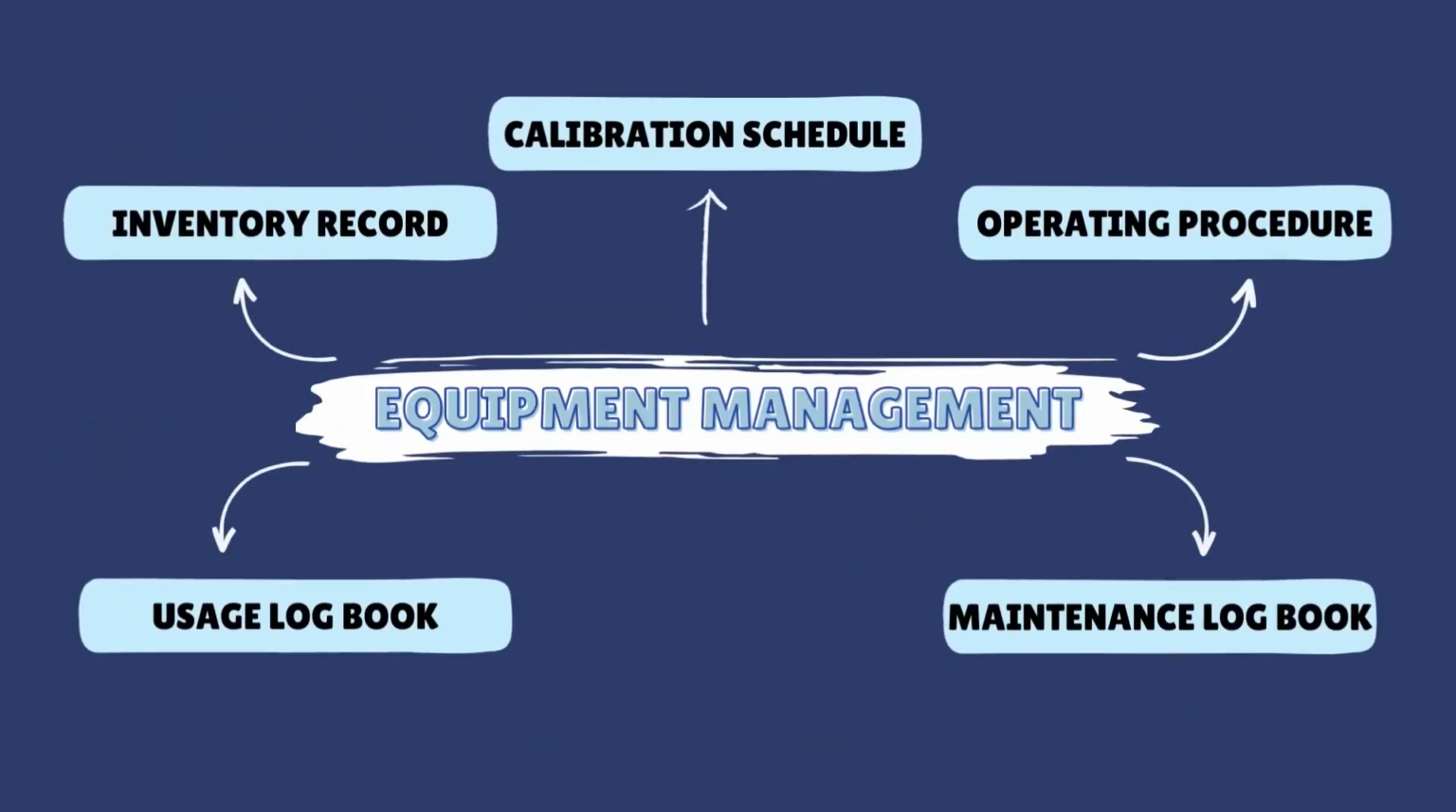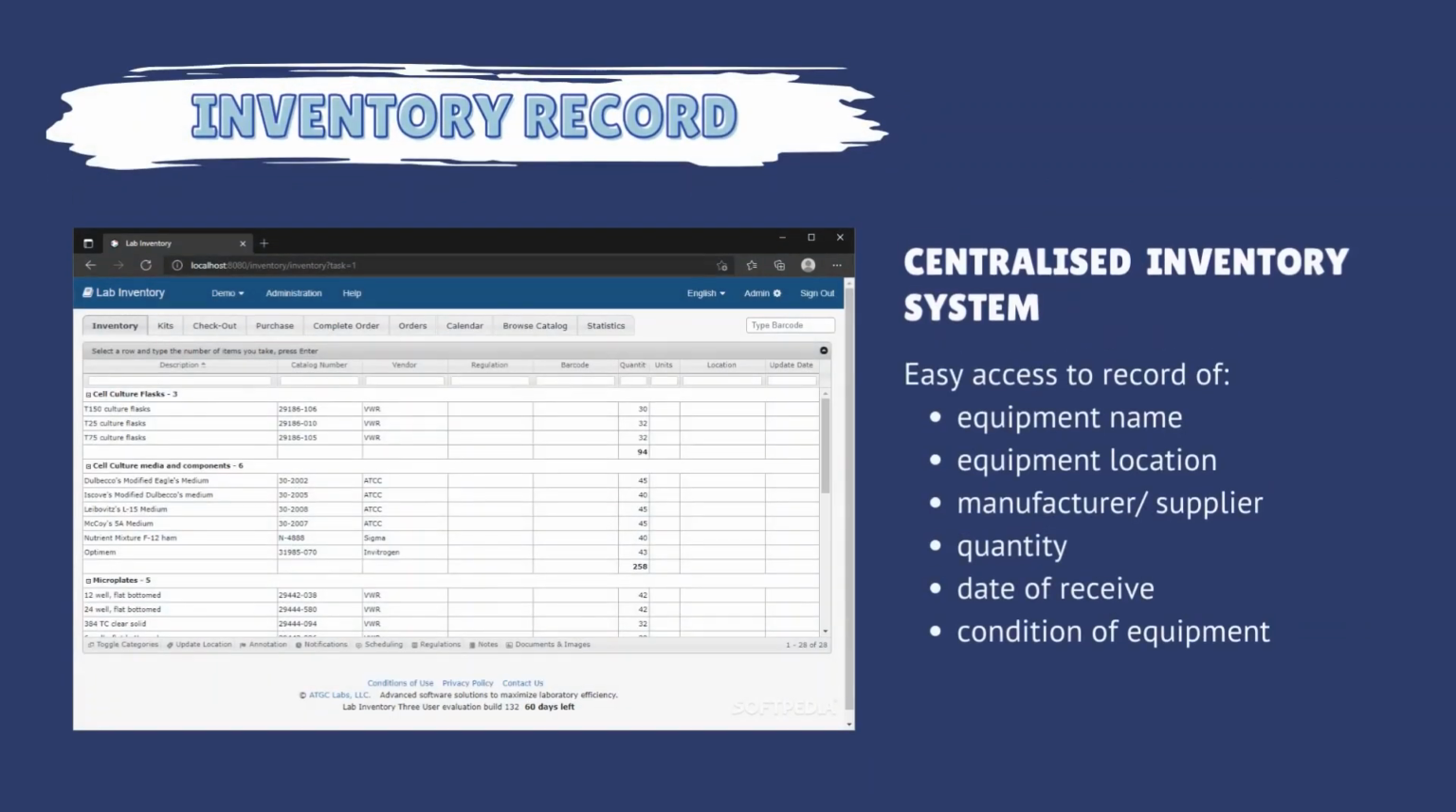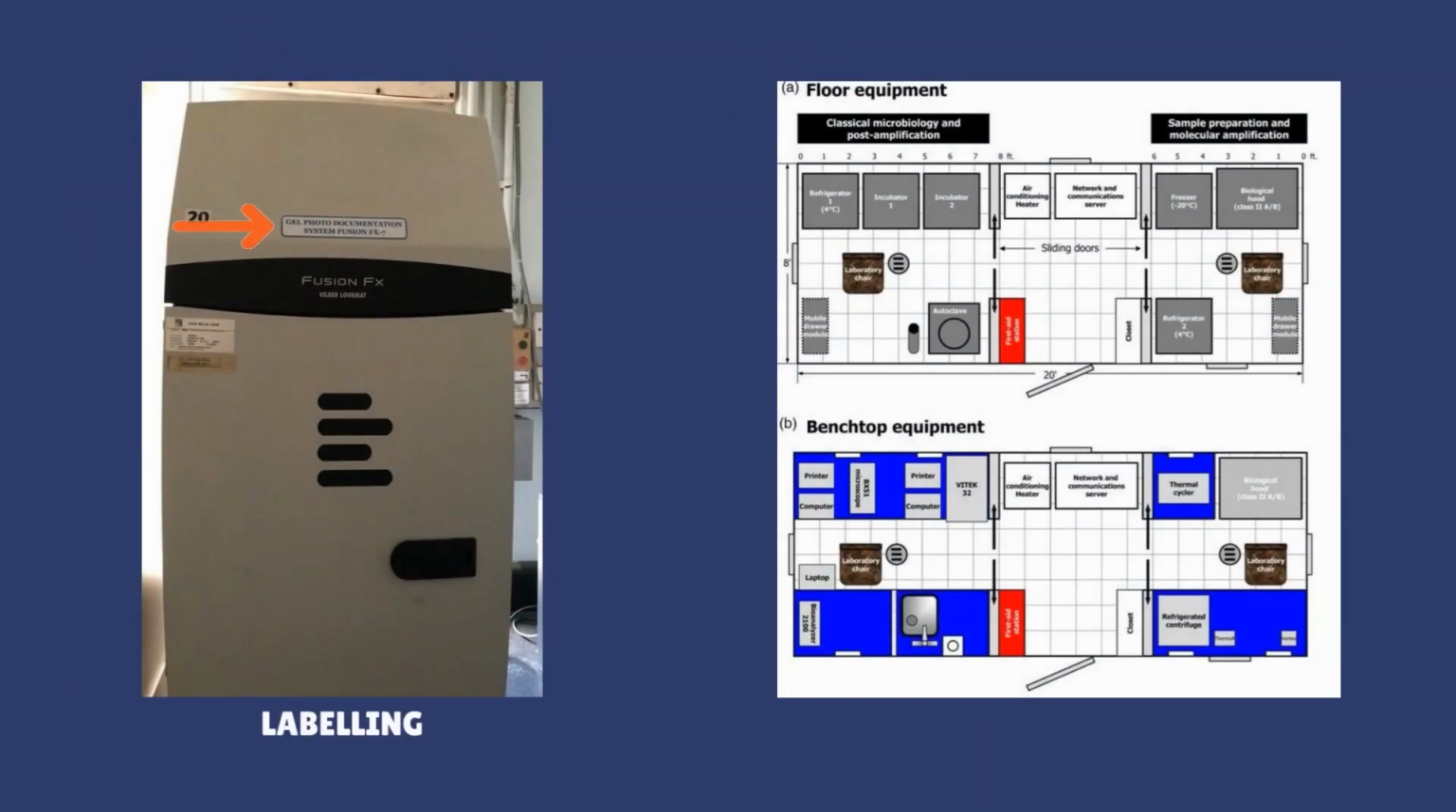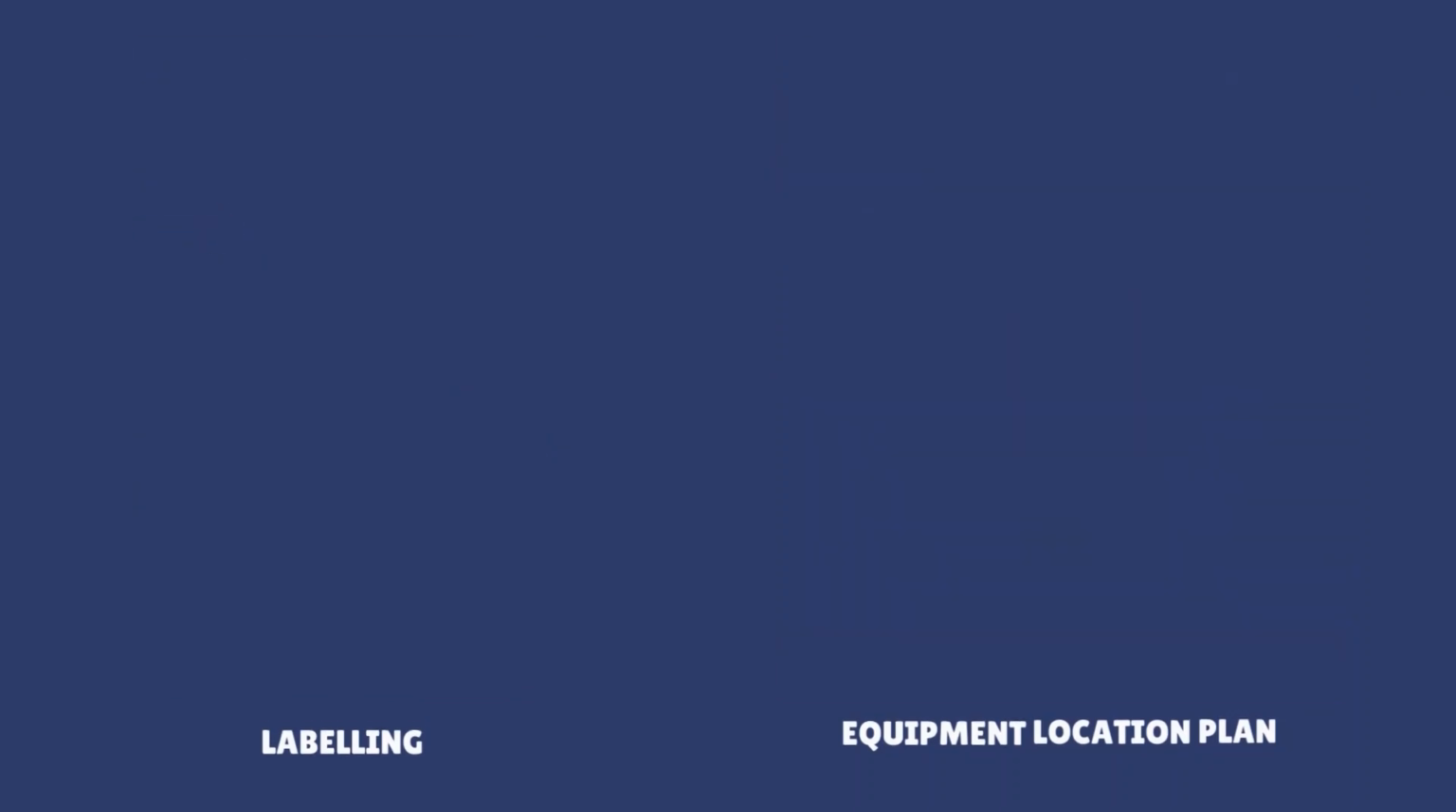These are several documents that should be established for equipment management. They are inventory record, calibration schedule, operating procedure, maintenance logbook, and usage logbook. A centralized computerized inventory system would be the best to adopt since it provides easy access to equipment information. Equipment labeling is important. An equipment location plan can be put inside the room to help one navigate to the equipment's location.